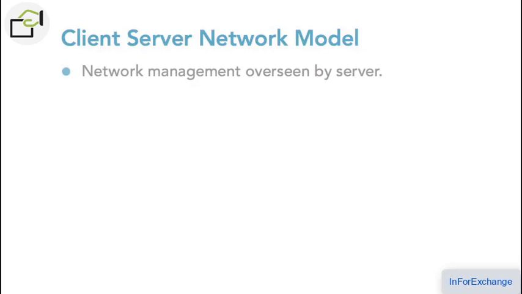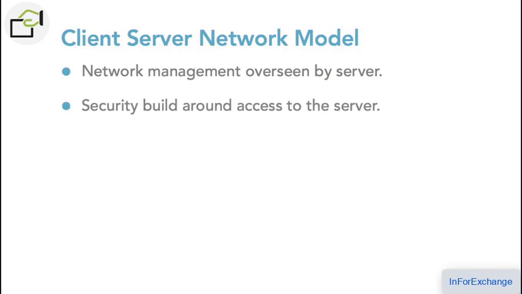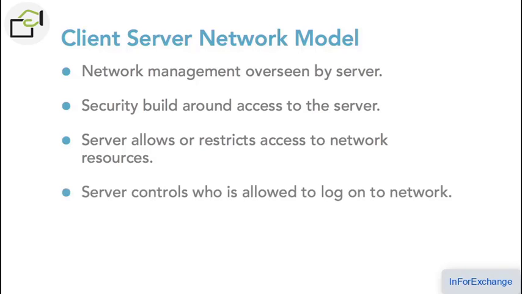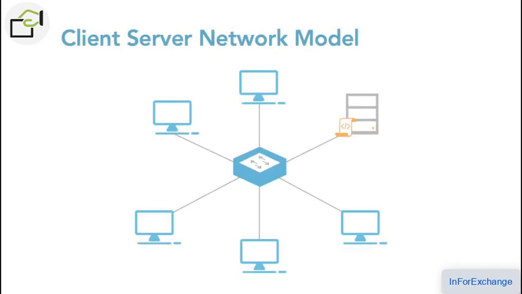In a client-server network model, the network management is overseen by a central server. All security is located in that central server, and therefore security is built around access to that server. Some of the things that the server controls are access to network resources. The server is also able to control who is allowed to log on to the network or who is allowed to authenticate on the network. This diagram here illustrates what a client-server network model would look like.